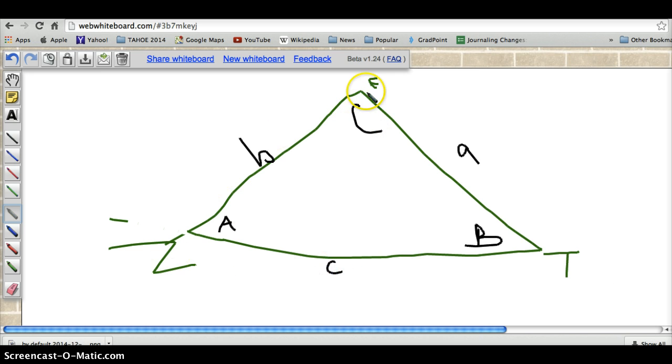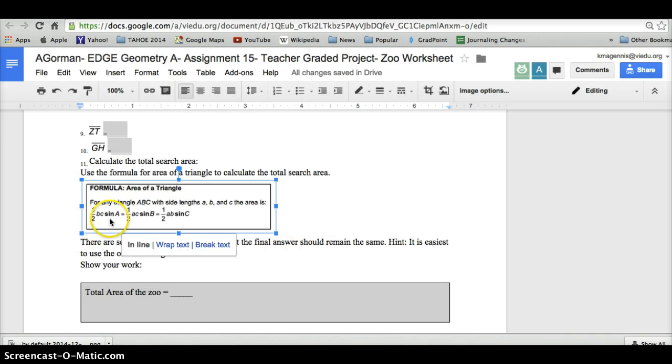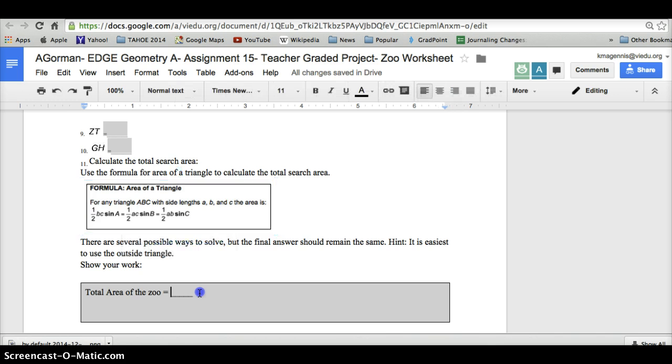So once you find all these values for A, B, and C, and angle ABC, you plug it into this formula and just choose one of them. You would just do 1/2 BC sine of A. That would give you the area of the zoo.